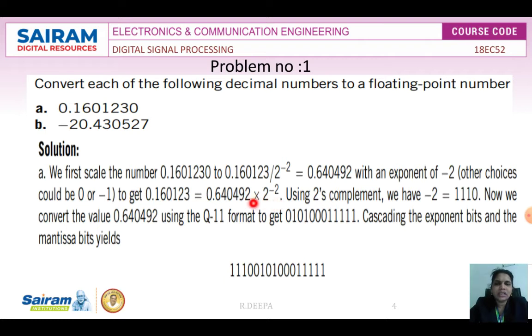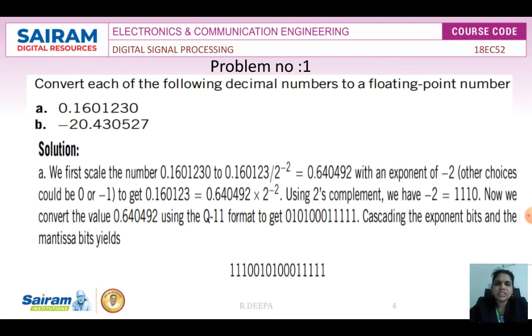And this particular number you can express in terms of Q11 format. To represent this in Q11 format, you take the mantissa and multiply it by 2. Then you take the MSB part, and the remaining fractional part you again multiply by 2. This process you have to continue till you get all the 11 bits.